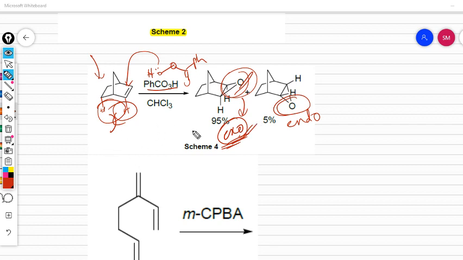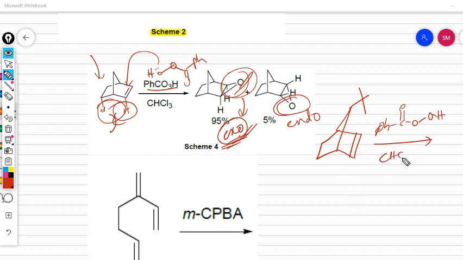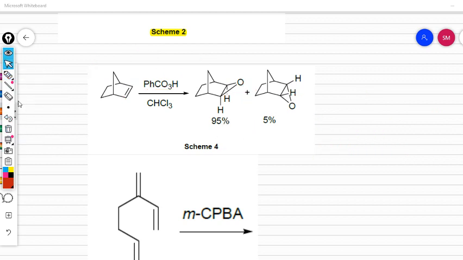Okay, if this is the tertiary butyl group, and the condition is like this, and you treat it with perbenzoic acid in the same solvent, chloroform, then what could be the product? Write the product and submit through WhatsApp. Okay, so we'll see some more examples.